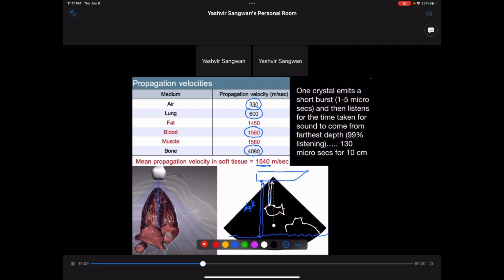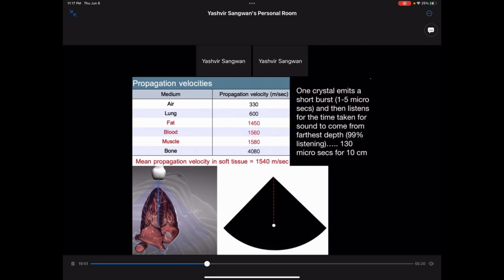So a piezoelectric crystal gives out a burst of ultrasound, maybe 1 microsecond, and then it waits for the time that it takes sound to go to the farthest reaches of the depth that you have selected and come back. And in between, if it hits something and bounces back earlier, the computer registers that point depending on the amount of time taken. Divided by 2 is the amount of time taken to hit the spot, and then you use this to figure out where that spot should lie in your image.